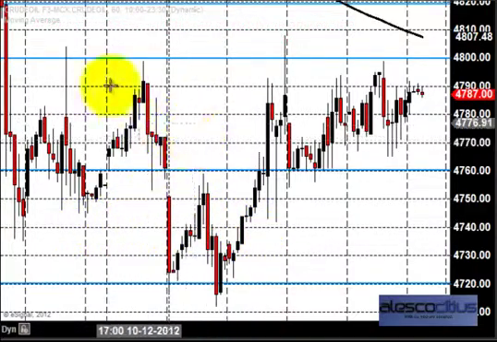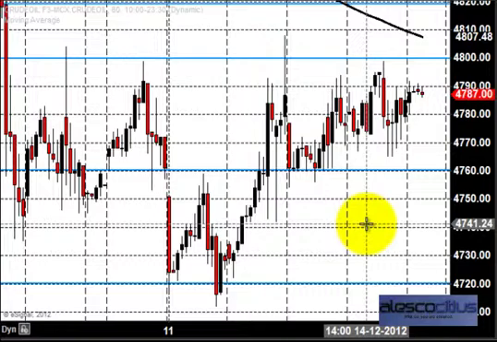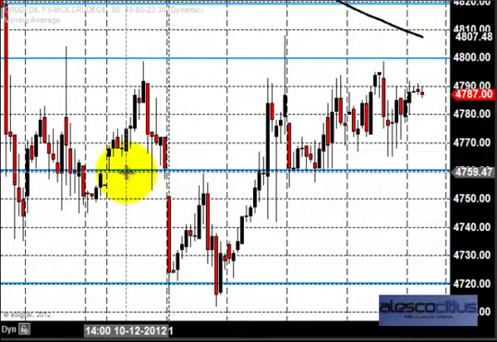And we have moved to the next contract because this current contract is likely to expire soon, so we are moving to the next contract. You can see what happened. Let us go back and see what happened last week.